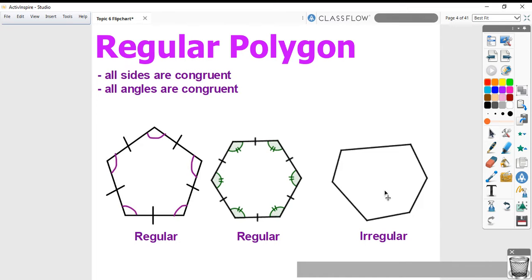This last one, however, you can see that this side is a lot longer. You can see that these two angles are different than this one or this one down here. That would be an irregular polygon. The important thing you need to remember about a regular polygon is that all the sides and all the angles are congruent. That's going to come up later in our notes in just a second, and a whole bunch in the next couple of sections. So that's what a regular polygon is.